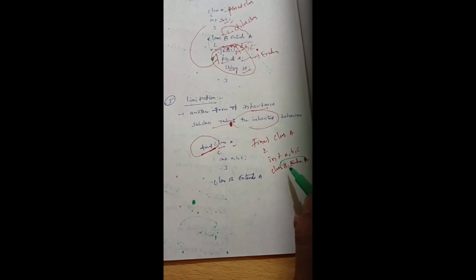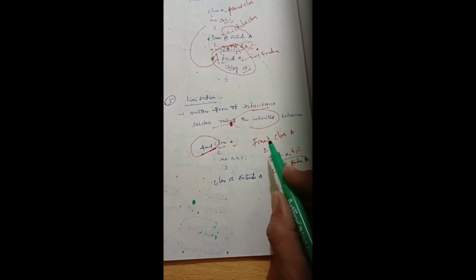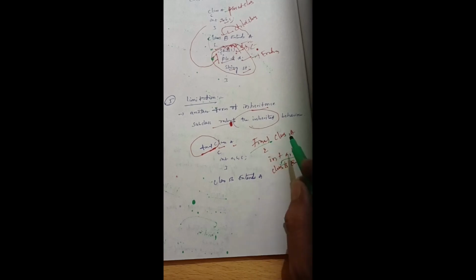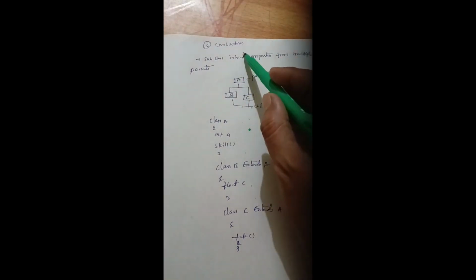Final class means that we cannot override it or inherit it from one class to another class. So some restricted behaviors are there. This is called the limitations. Only some classes we can inherit from one class to another class. All the classes we cannot inherit. The final keyword, okay, we can use final. This we cannot inherit from any other subclasses. This is called the restricted behaviors. This is called limitations.